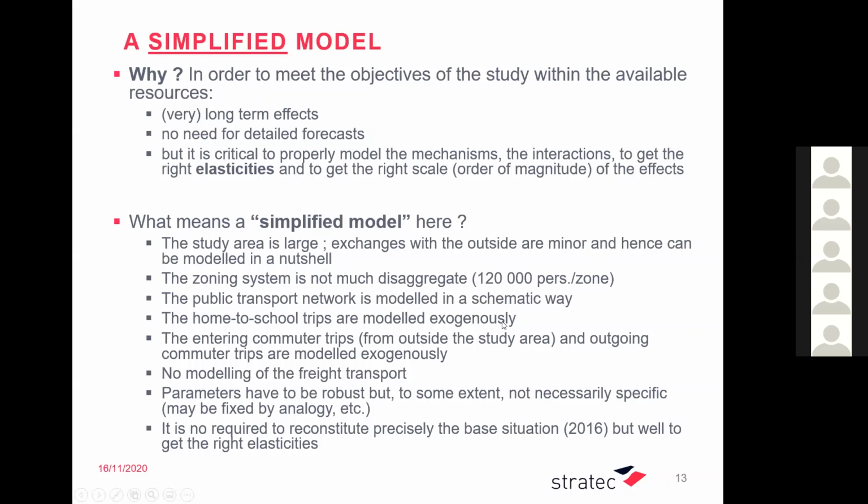The home to school trips are modeled exogenously. Also, the entering commuter trips and the outgoing commuter trips from outside the study area are modeled exogenously because of this first point. There will be no modeling of the freight transport. And we think that parameters have to be robust, but to some extent they do not need to be specific to each segment. We think that we can fix some of them just by analogy, based on our experience, based on the experience of Tomás, etc. So once again, the challenge is to get the right elasticity, but not precisely the 2016 situation.